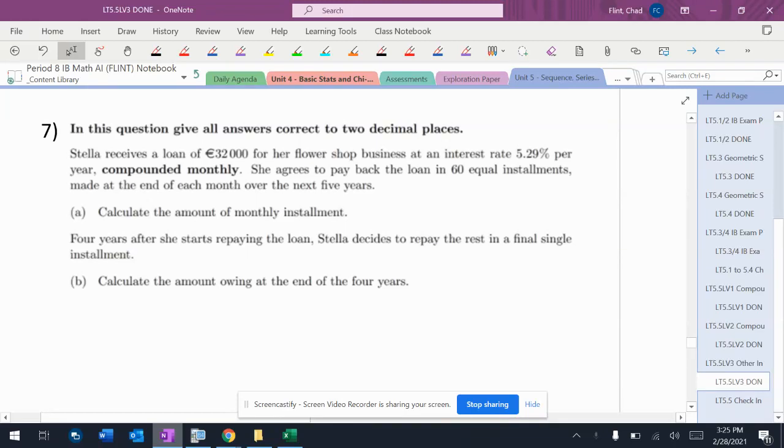Okay, so we got a loan of $32,000 for her flower shop business, interest rate of 5.29% compounded monthly. She's going to pay it back in 60 equal installments, paid at the end of each month over the next 5 years. Calculate the amount of each monthly installment.